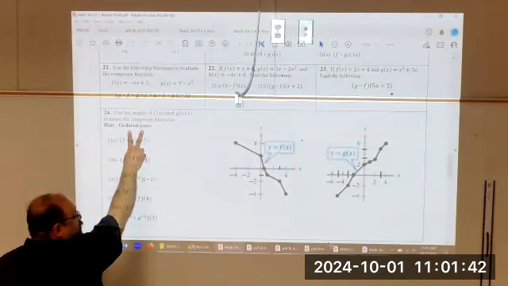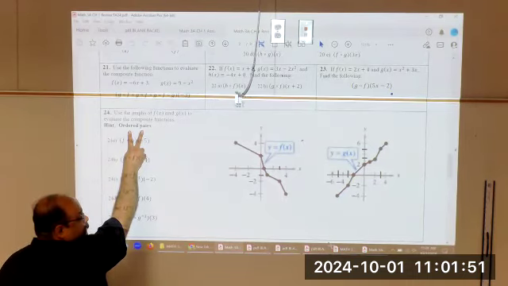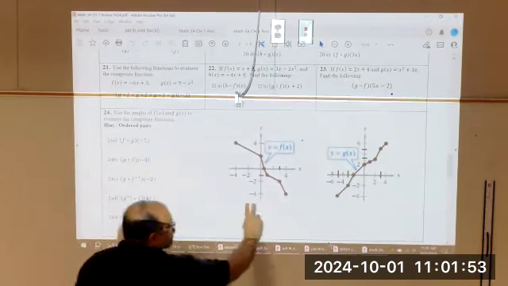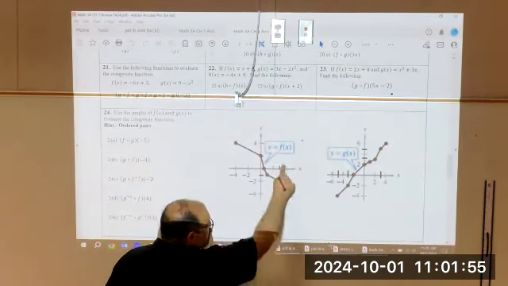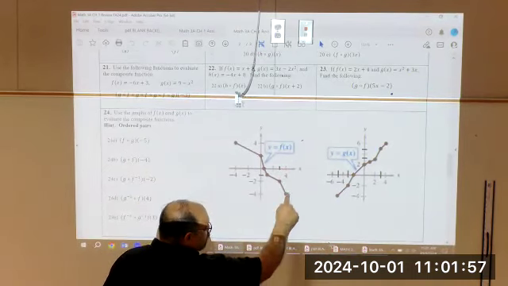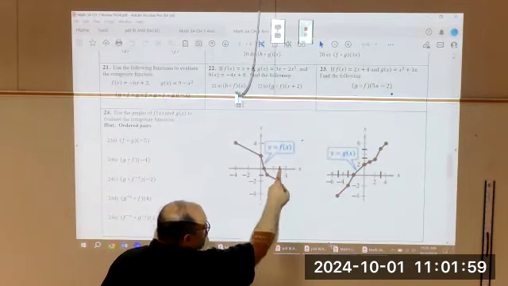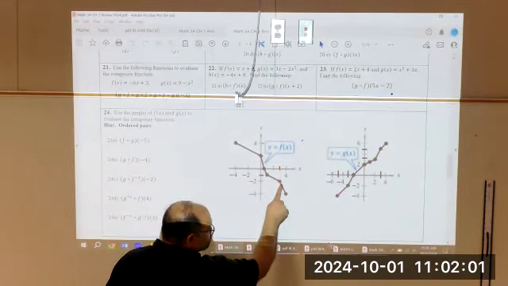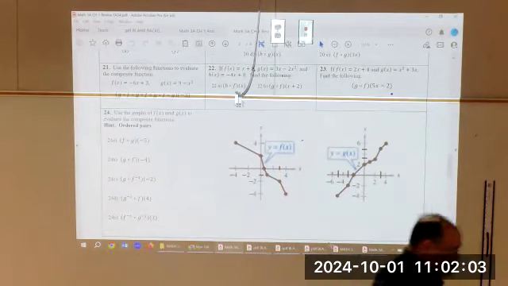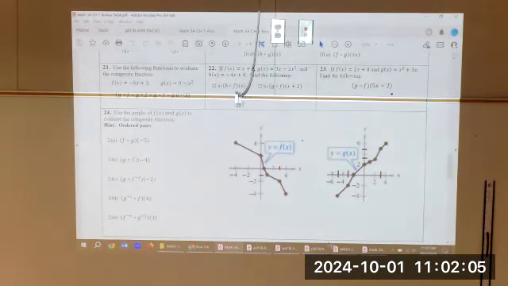Understanding that functions have x's and y's. They have domain and range. The domain is the x value, the y is the range value. So when I plug in f of 4, negative 4 comes out. So (4, negative 4). f of 3 is negative 2. More about that later.